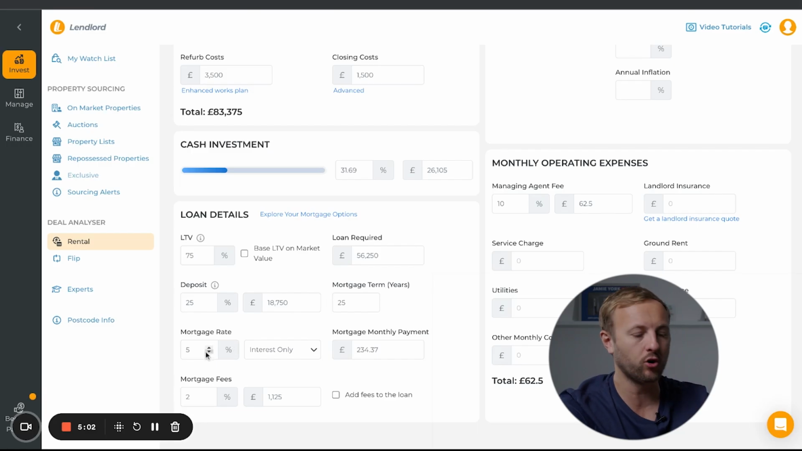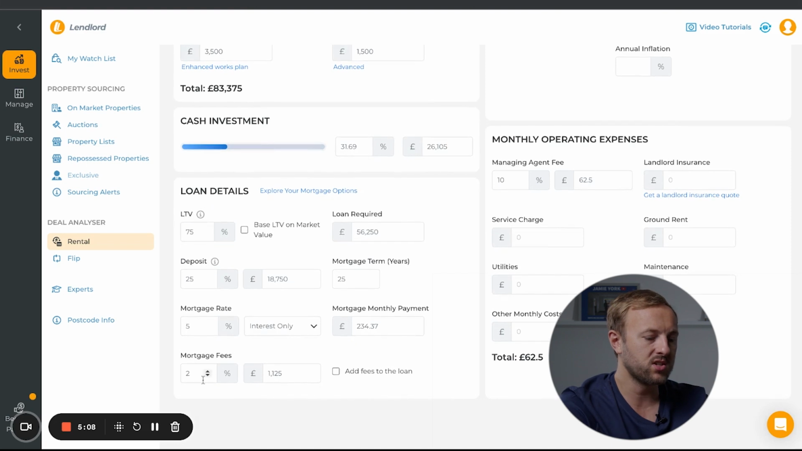Now, the mortgage rate we've got on it is about 4.5, but I'll leave it at 5 right now because that's likely where we're going to end up being. So you can see there's no mortgage fees on that. And by the way, usually when you get a mortgage fee, it's incorporated into the loan as well. So you don't pay that up front.